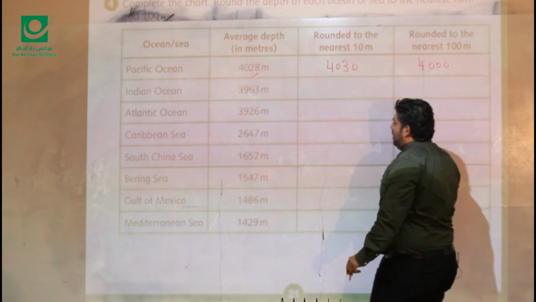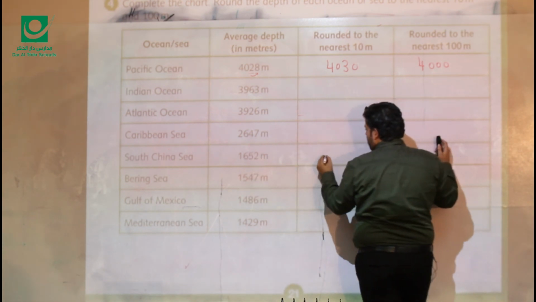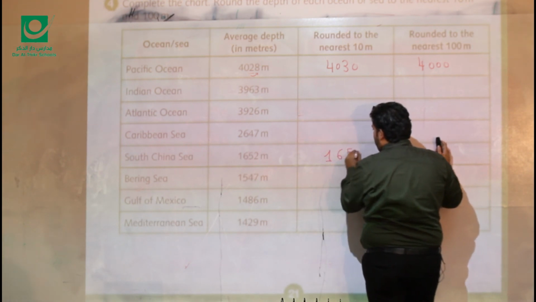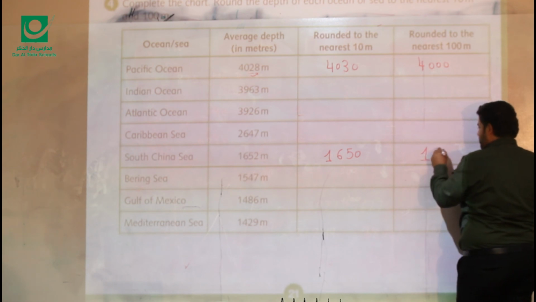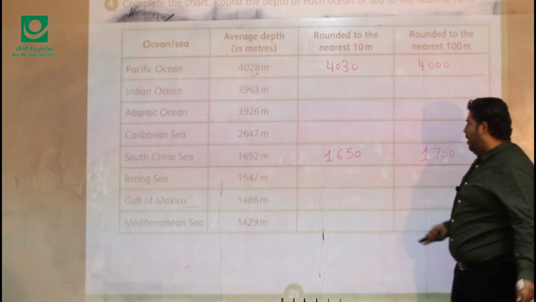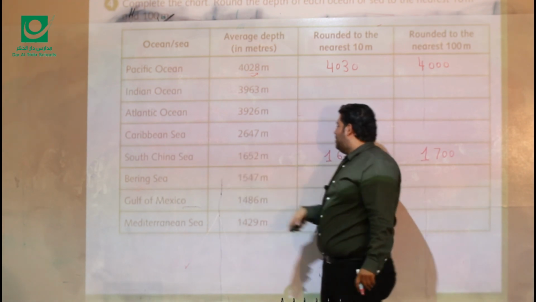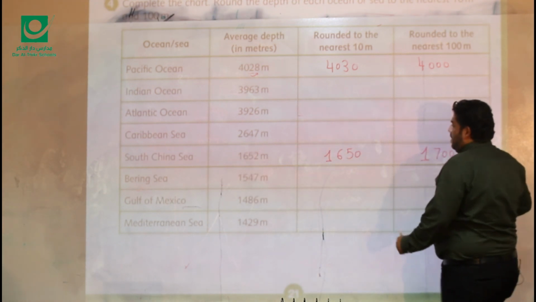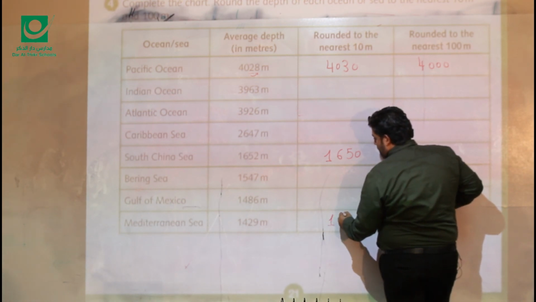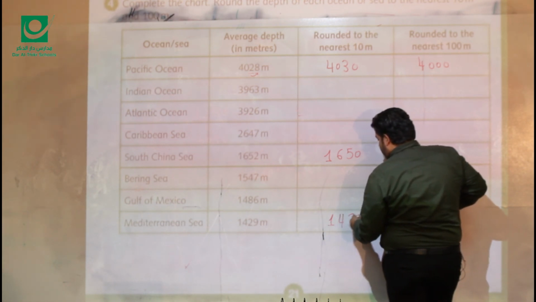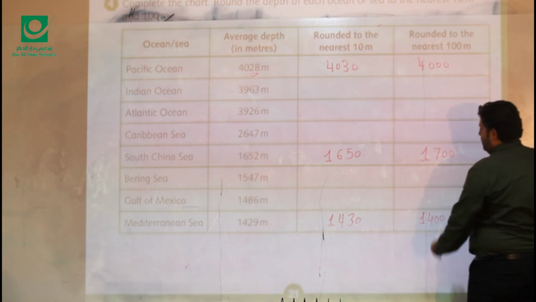We will do this one, 1,652. It's 1,650 to the nearest 10. To the nearest 100, 1,700. Why? Because the number before is 5. 5, add 1 to the last one. Then 1,430. And 1,400 to the nearest 100.